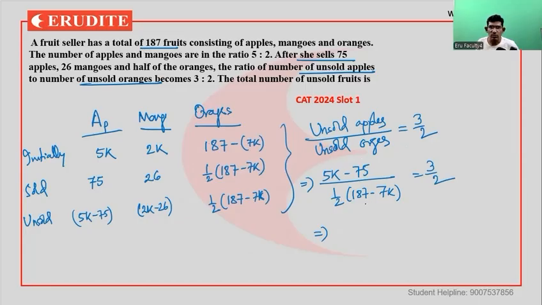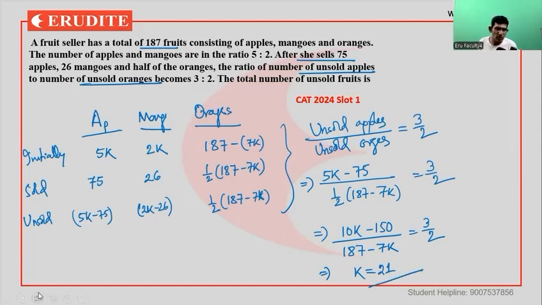So what can you do? I will multiply the denominator by 2, then multiply the numerator by 2. So it becomes 10K minus 150 upon 187 minus 7K, which is 3:2. Okay. Now if you solve it and cross multiply, K will come out to be 21. So now you can answer the question easily.